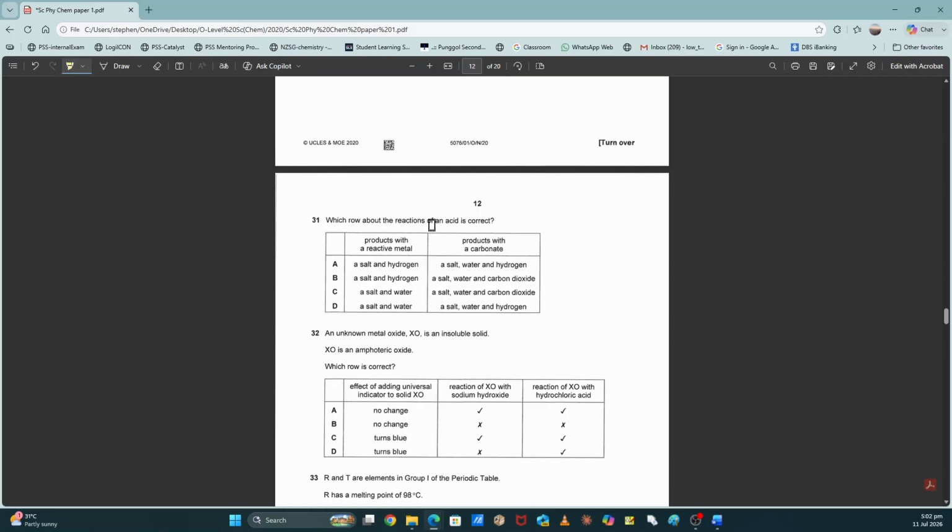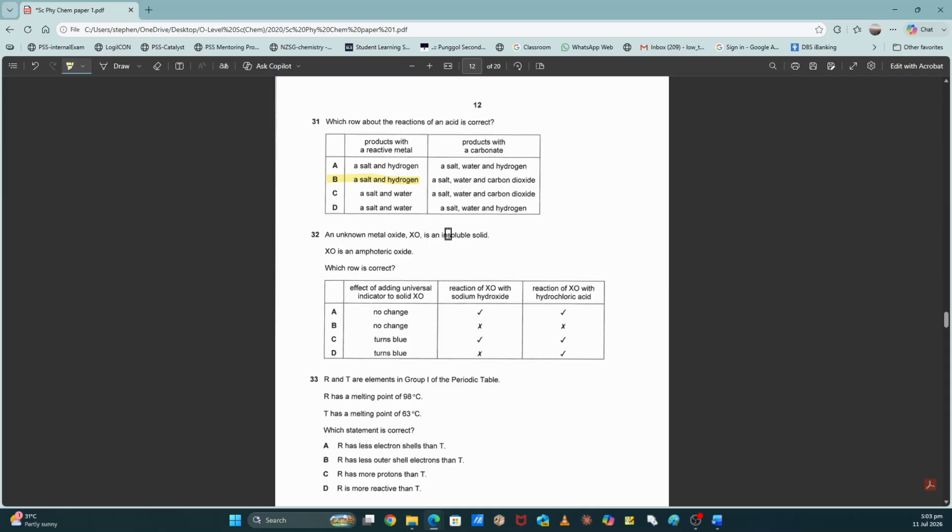Which row of an acid is correct? So products with a reacting metal and acid: reacting metal salt and hydrogen, yes, correct. But carbonate cannot give hydrogen, right? Yes, carbonate gives only salt, water, and carbon dioxide. So the answer is B.